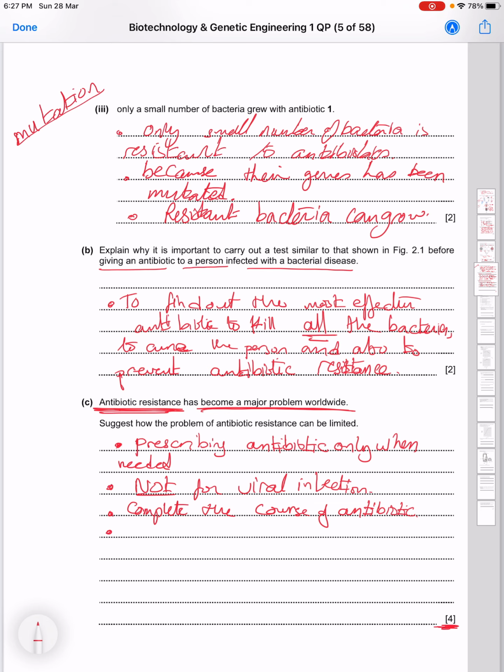also, we shouldn't use the same antibiotic every time. Again, because if you're using the same antibiotic every time the person gets the same disease, this may develop also more bacteria resistant. So do not prescribe or do not use the same antibiotic every time, which is called antibiotic rotation.